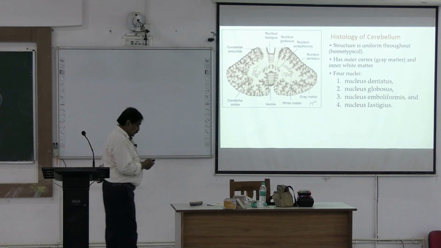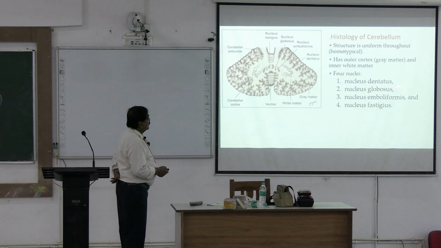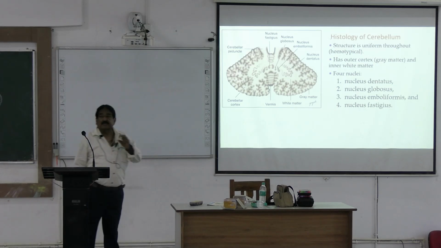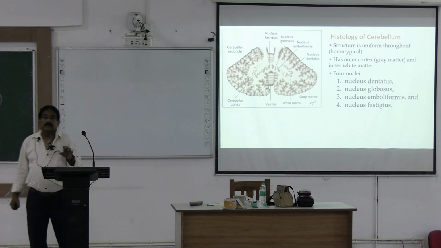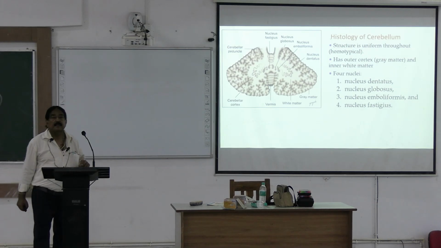Now, 4 nuclei: nucleus dentatus, nucleus globosus, nucleus emboliformis, and nucleus fastigius. These can come as a short note: the nuclei of the cerebellum.